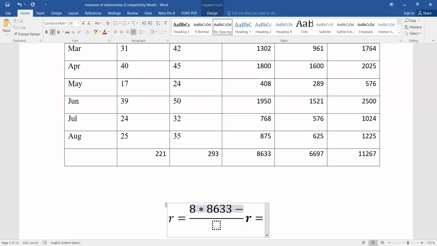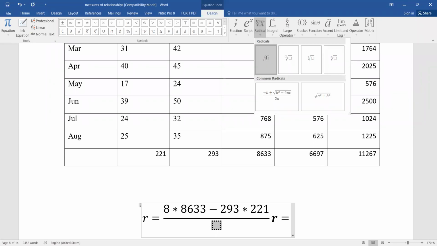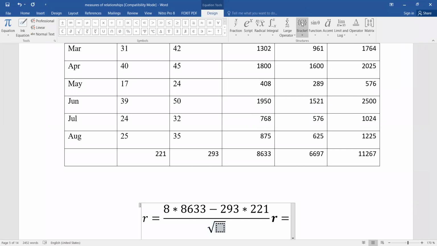Summation of y. Summation of x or y. Hey, don't leave. Summation of y, 293, times summation of x, 221. Over the numerator, I put the square root sign and brackets, because we're going to be dealing with 2. So we shall have our first n, which is 8.